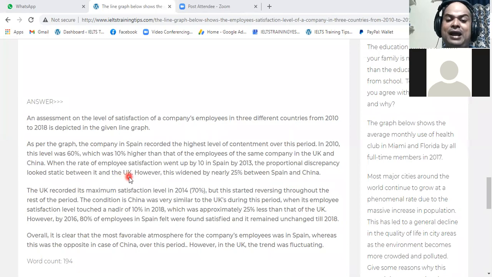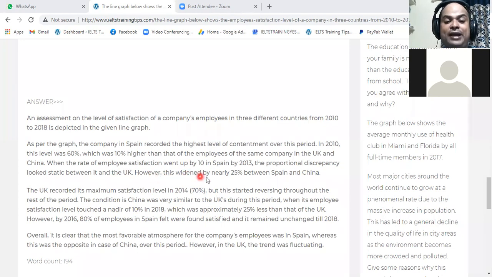So we need to add what the proportional discrepancy is. The proportional discrepancy is 10. You need to add that to here. So that would be better. So it will give you a clear picture. What is the proportional discrepancy? The proportional discrepancy is 10.